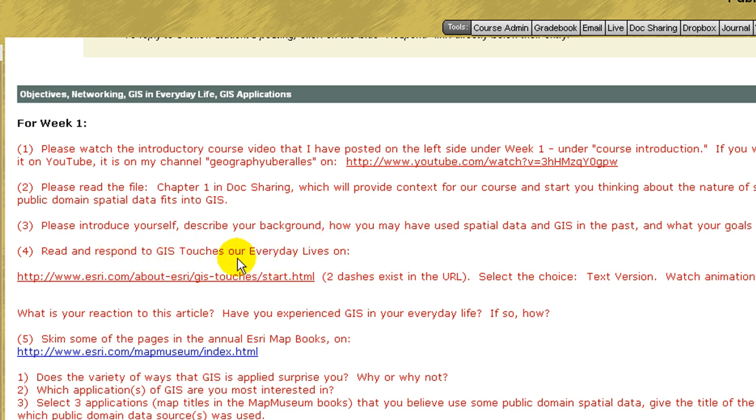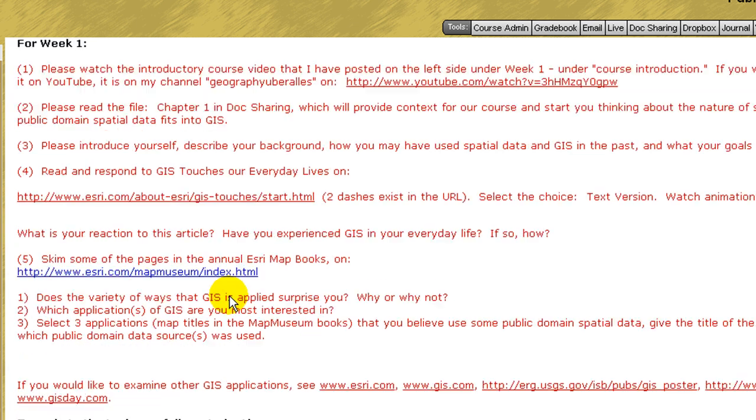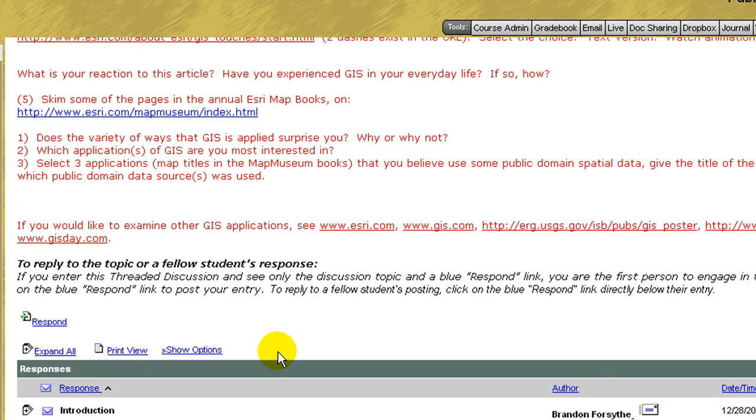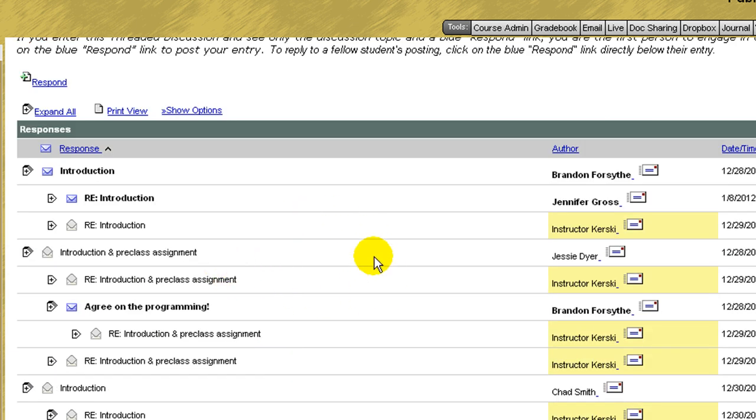Number 4, read and respond to GIS Touches Our Everyday Lives in animation on this particular website. What is your reaction to this article? Have you experienced GIS in your everyday life? If so, how? 5. Skim some of the pages in the annual Esri map books. Does the variety of ways that GIS is applied surprise you? Why or why not? Which applications of GIS are you most interested in? Select 3 applications, map titles in the Map Museum books, that you believe use some public domain spatial data. Give the title of the map and indicate which public domain spatial data sources were used. And then there are the responses and discussion.